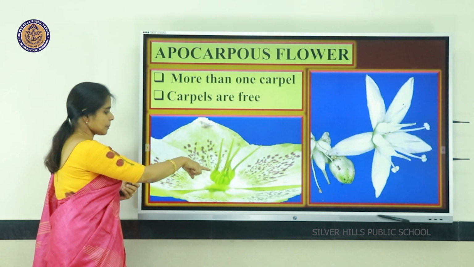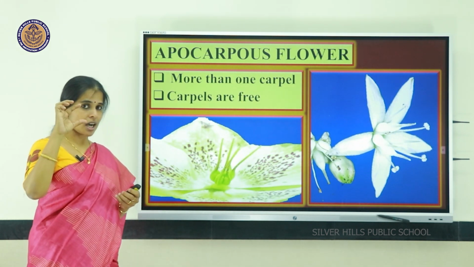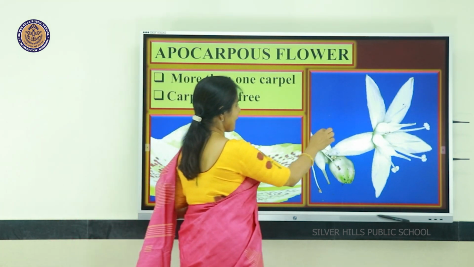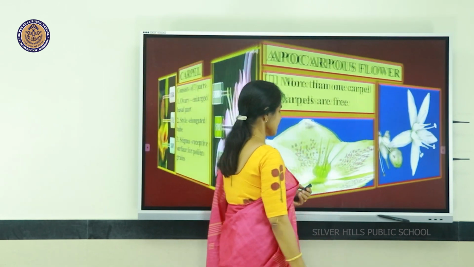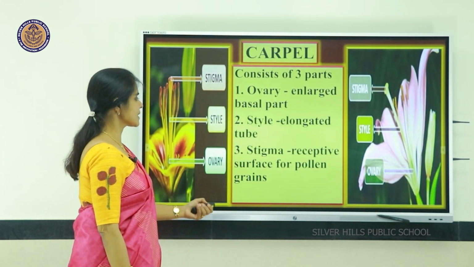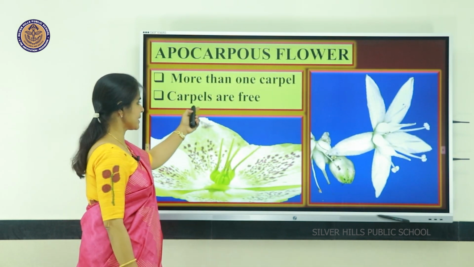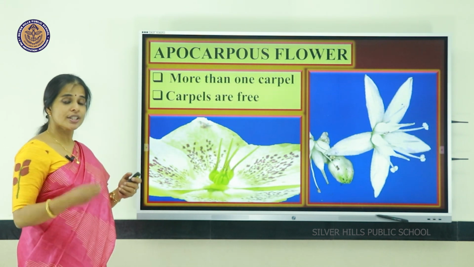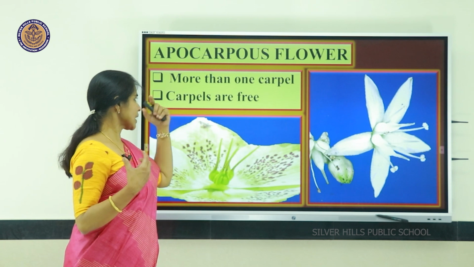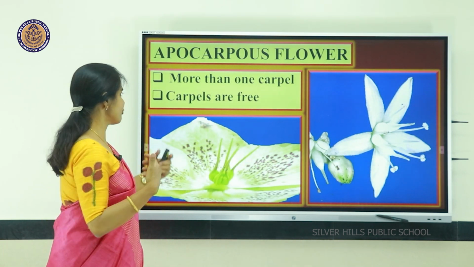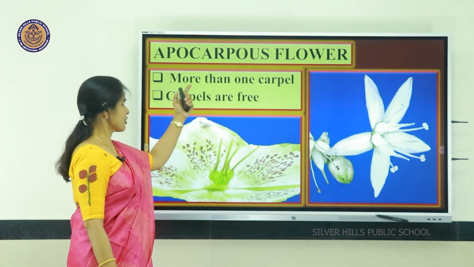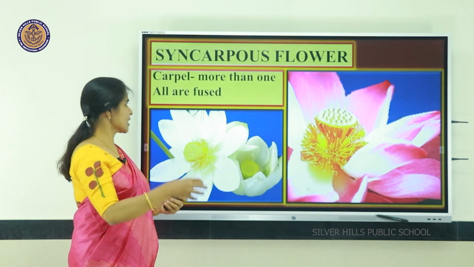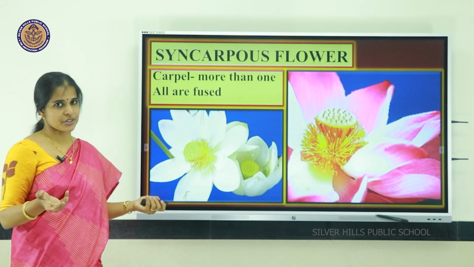Instead of one carpel, meaning one ovary, one style, one stigma, if many carpels are present in a flower and all the carpels are free, then we call it apocarpous. So, once again, what is an apocarpous flower? More than one carpel is present, and the carpels are free. Such a flower we call apocarpous. Then what is syncarpous? In the case of syncarpous, here also more than one carpel is present. Okay.